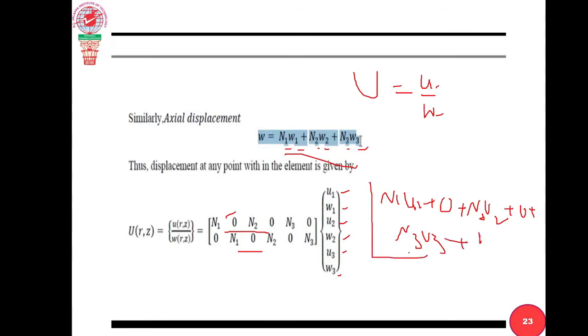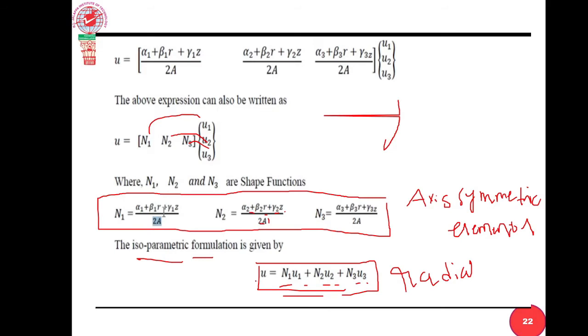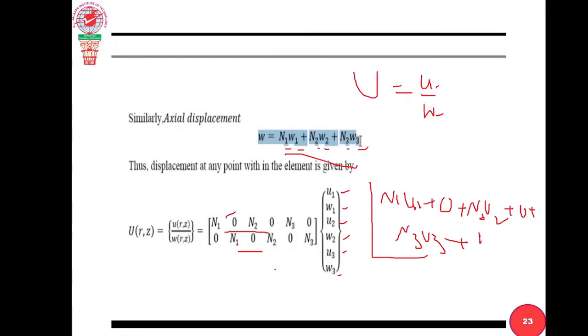You will get the first equation. What is that? The displacement along the radial direction. This is the equation you got. Correct now? Similarly, if you do the second row, first column, what is the equation you will get? This equation. That is the global displacement along the axial direction. Isn't it?